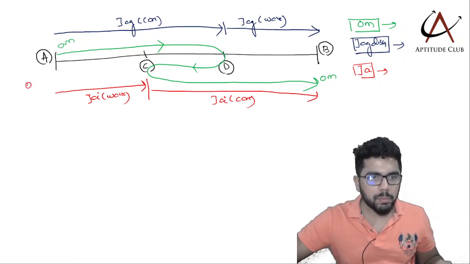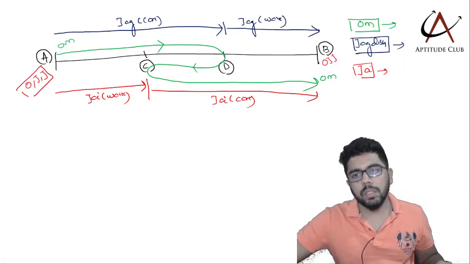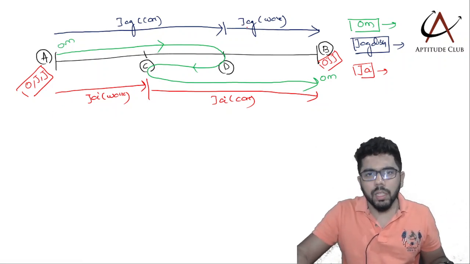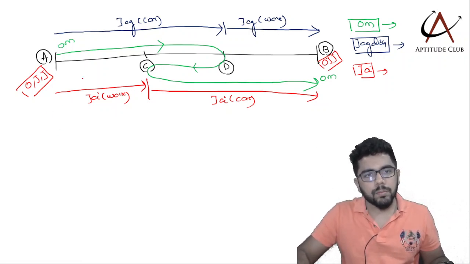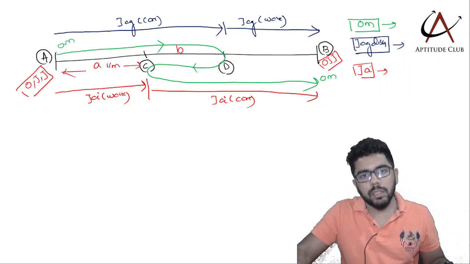So all three of them start together, Om, Jai and Jagdish. They start together and they end together. So I'll take the total journey as 100 kilometers. Let this be a kilometers, small a. Let this be b kilometers, small b. And let this be c kilometers.